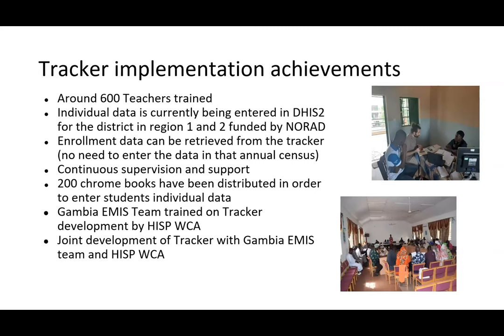We've been working continuously in supporting and supervising the end users. We have support from HISP. We have support from the MS team. And I mean, it's a whole chain of support from top down. So we also trained the MS team on how to maintain and develop a tracker so they could maintain their tracker. And I mean, this was a joint development. They worked with us in developing this tracker together.